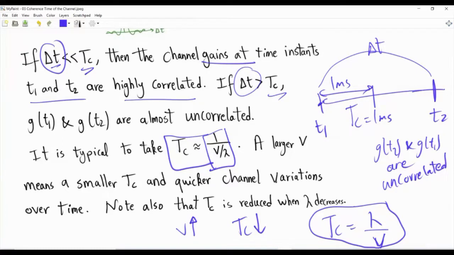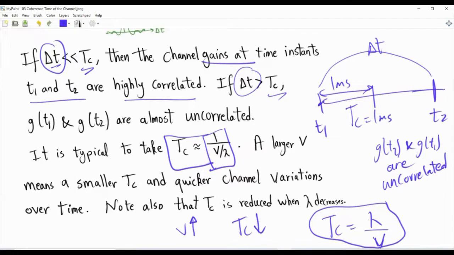Okay, and we will talk about this. When the coherence time gets less, this becomes problematic in terms of channel estimation. And so in a couple of lectures, I will give more details about this. Okay, but for here, I will just highlight something.